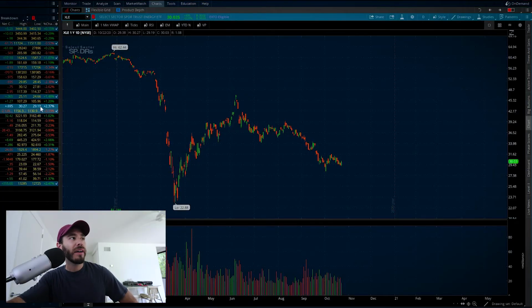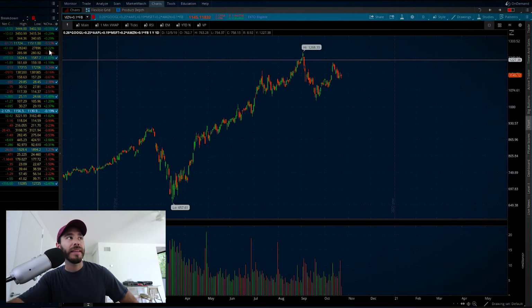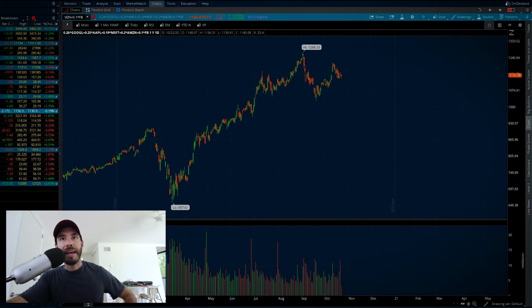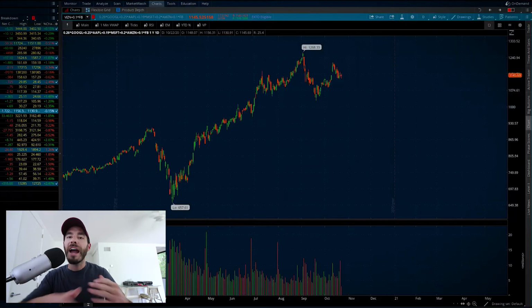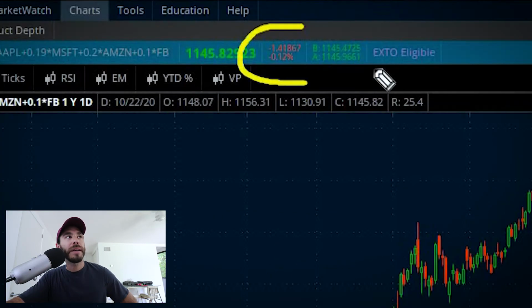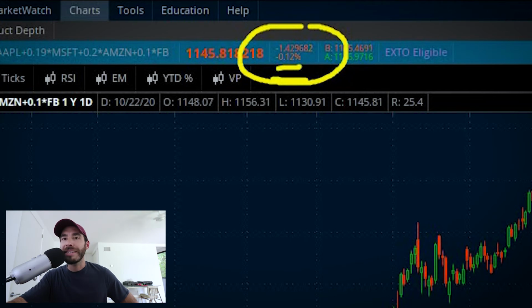Moving on, we have the Big 5. This is a ticker that I designed, and it's based off the market cap. So it's a market cap weighted index. You can see I have 26% in Google. I have 25% in Apple, 19% in Microsoft, 20% in Amazon, and 10% in Facebook. So they have their market cap weights, and it gives us a quick read on the 5 combined: how much are they up? Are they up or are they down?